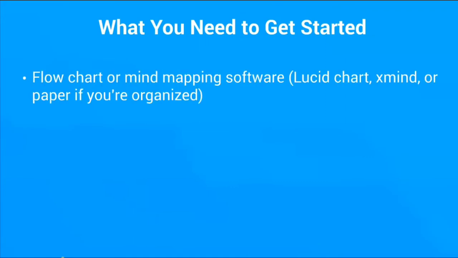Now let's talk about what you need to get started. Obviously, you're not going to need a lot of tools for this particular process, but you're going to need a way to map things out, whether it be a flowchart system or a mind mapping software. We recommend Lucidchart, which is what we're going to be using. However, if you want to use a mind mapping software like Xmind or even paper, if you are organized, that's fine. But we highly recommend Lucidchart just because it's really, really easy to map things out. And you'll see what I mean when I actually jump right in.